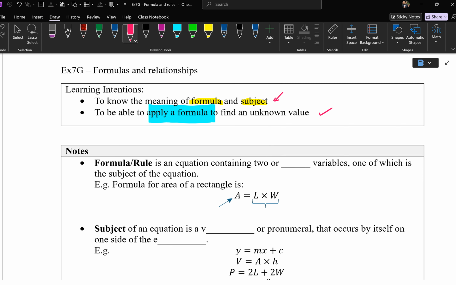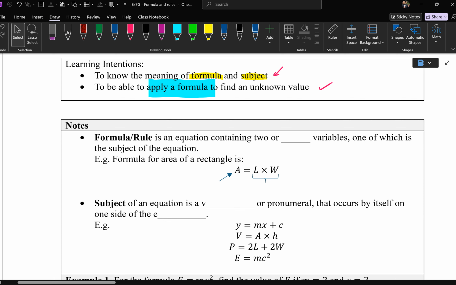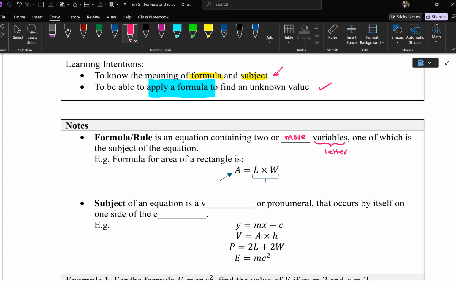Here we go. A formula is an equation containing 2 or more variables. What is a variable? Think of it as a letter. So right underneath, write letter to help you understand what a variable is. A rule or a formula is an equation, which means it has an equals sign, and it has 2 or more letters, one of which is the subject of the equation.